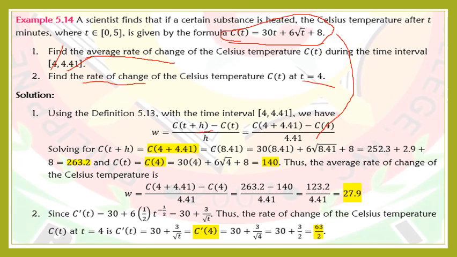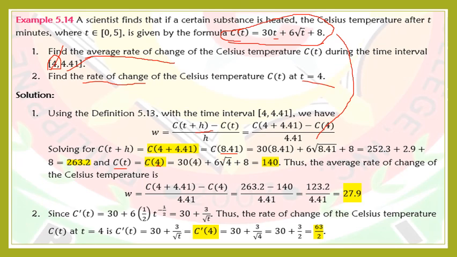So, ibig sabihin lang nito, replace t by 8.41 and then 6 times the square root of 8.41, replace t also by 8.41 plus 8. So, we have 263.2. And then also solve for C of t, where ang t natin dito is equal to 4. Okay? From here, or from this given, sa interval natin. So, substitute natin sa original na equation. So, we get 140.